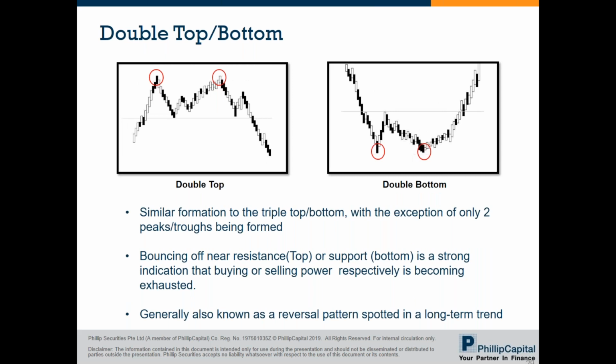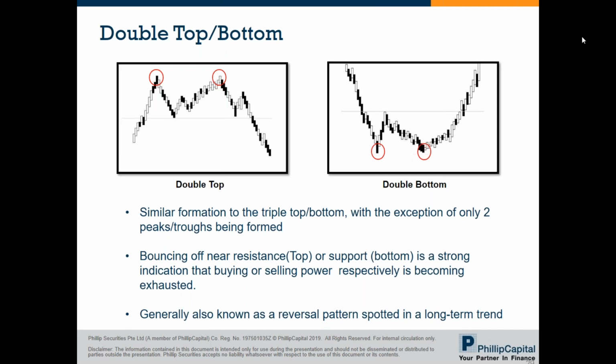So the last but not least, and also another very popular pattern, is known as the double top and bottom, right? As the name suggests, this double top and bottom is formed by prices hitting a certain peak at a very similar level. This is very similar to another pattern known as the triple top and bottom, with the exception that only two peaks are formed, right?